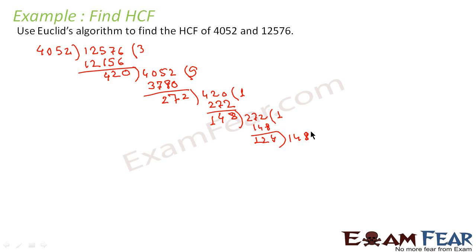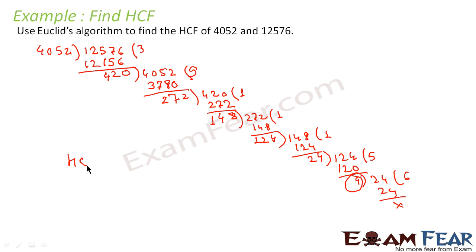Again, since 124 is not 0, I'll divide 148 by 124. I take 1, and the remainder is 24. Now I have to divide 124 by 24. If I take 5, this becomes 120, so 4 is the remainder. Then I divide 24 by 4, taking 6, and the remainder is 0. That means 4 is the HCF. So the HCF of 4052 and 12576 is 4, and that is our answer.